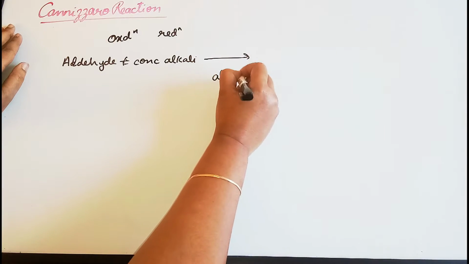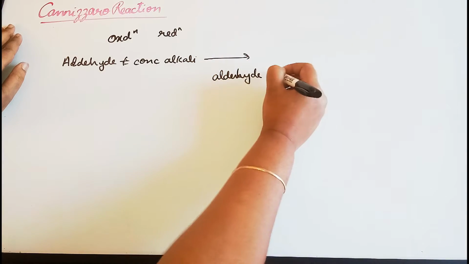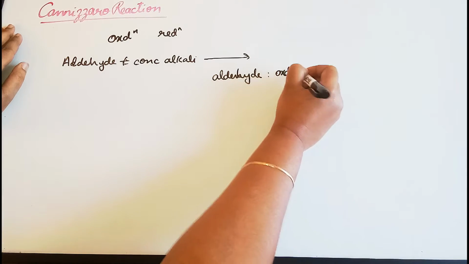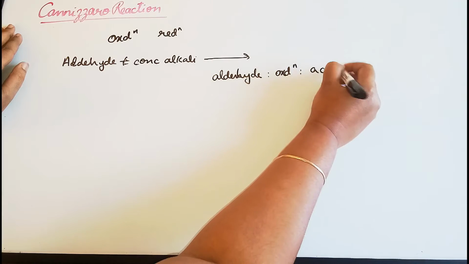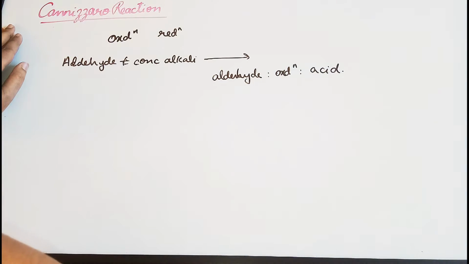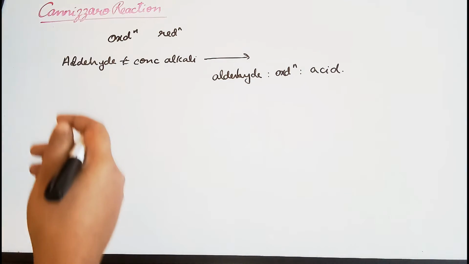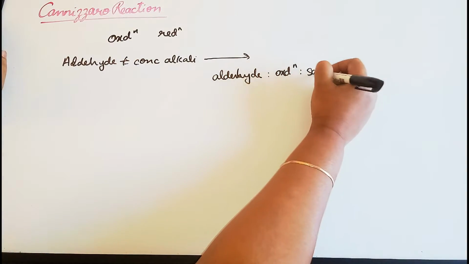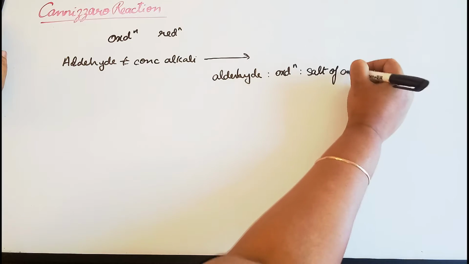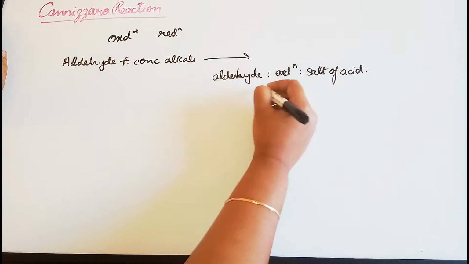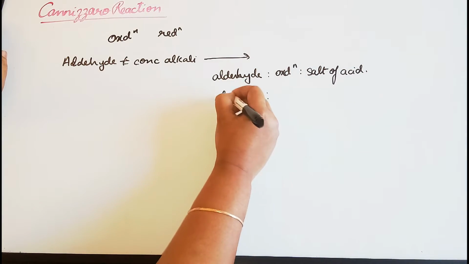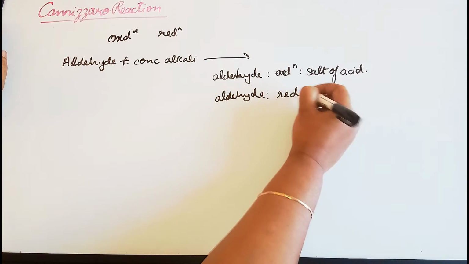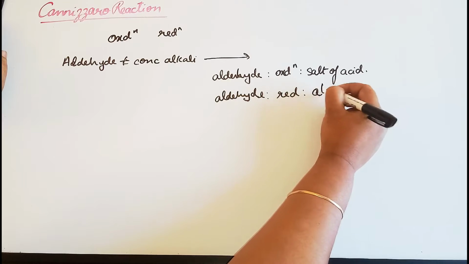One aldehyde molecule is going to undergo oxidation to give us an acid, or rather, better, a salt of the acid, whereas the other molecule of aldehyde is undergoing reduction to give us an alcohol.